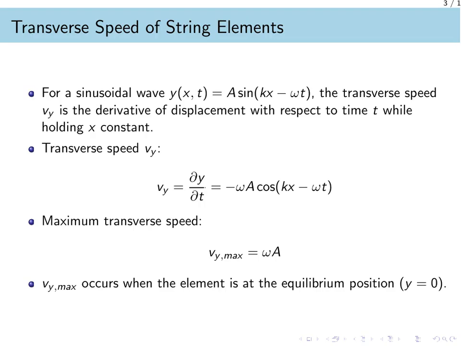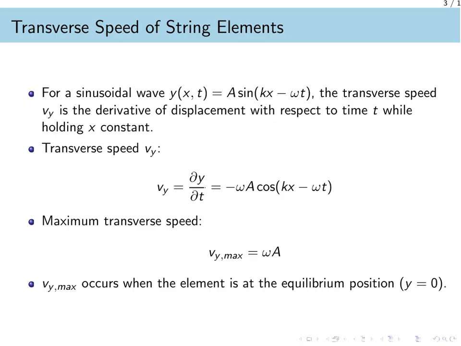To understand wave motion, we must distinguish between the speed of the wave itself and the speed of the string elements. For a sinusoidal wave, the transverse speed of a string element is found by taking the partial derivative of the vertical displacement with respect to time, while keeping the horizontal position constant. This calculation shows that the transverse speed is equal to negative angular frequency times amplitude, multiplied by the cosine of the quantity wave number times position minus angular frequency times time.